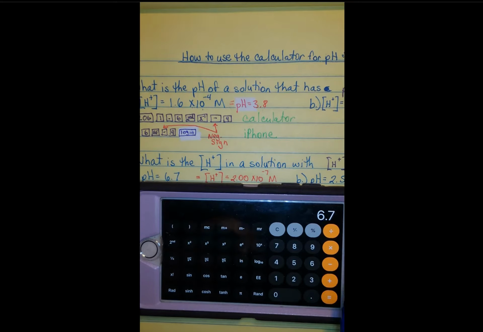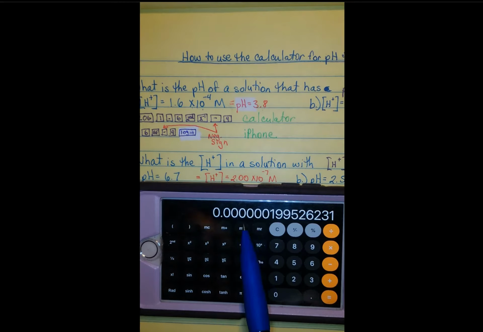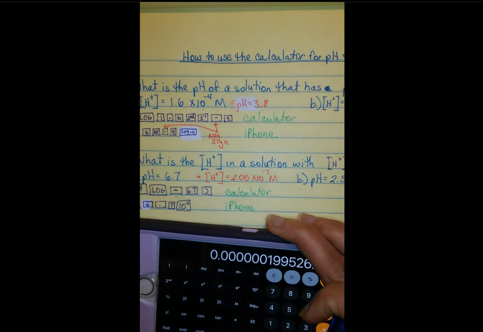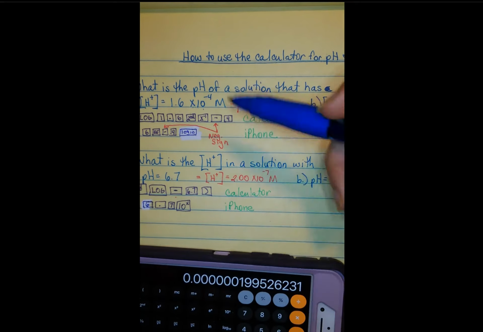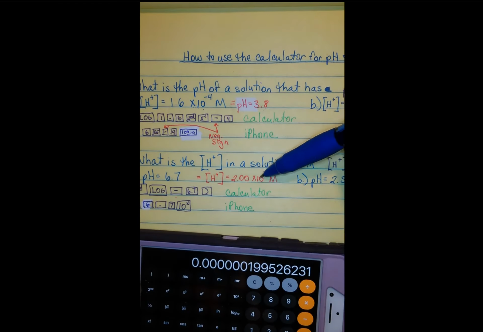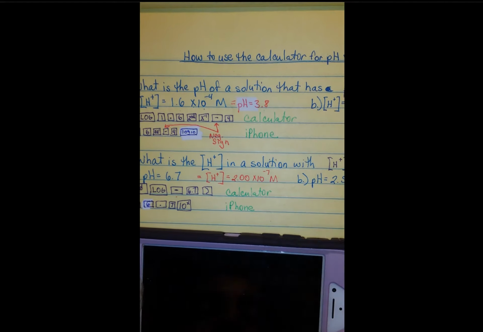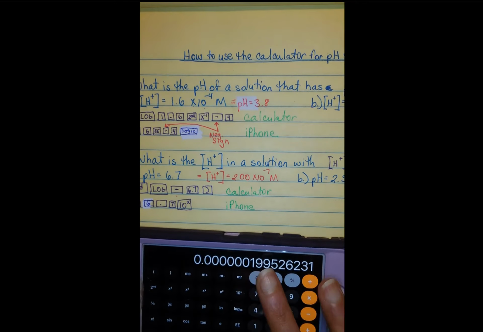Now that you have negative 6.7, to do the inverse log, you're going to press the button that's right above log. That's 10 to the x. Go ahead and press that just like on your calculator. Once you do, you now have the hydrogen ion concentration. You can always convert to scientific notation on your calculator, but the answer is close to 2.00 times 10 to the -7th. This is using your iPhone to calculate hydrogen ion concentrations.